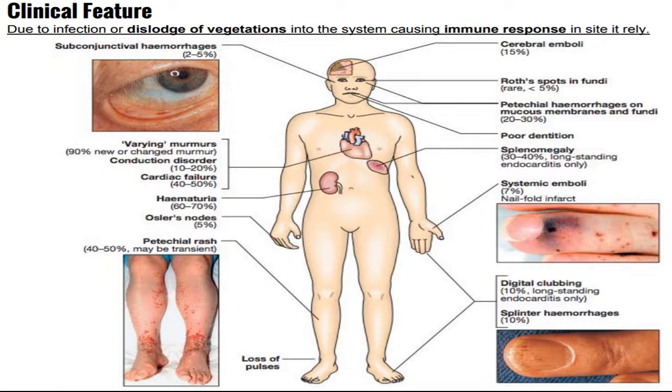Osler nodes are formed because of infective emboli lodging in the distal pulp, and they are very tender to touch, whereas Heberden and Bouchard nodes, which are seen on the distal and proximal interphalangeal joints in osteoarthritis, are not tender. Osler nodes are seen in the pulp of the finger and are very tender. Petechial rash is seen in 40 to 50% of cases and may be transient.